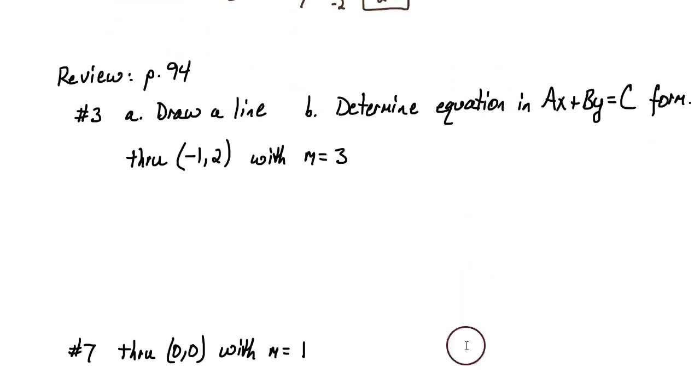The review assignment is on page 94. We're given some information about a line and asked to draw the line, then get its equation. What we're given is a point that's on the line and the slope of the line. From that, we can graph the line.